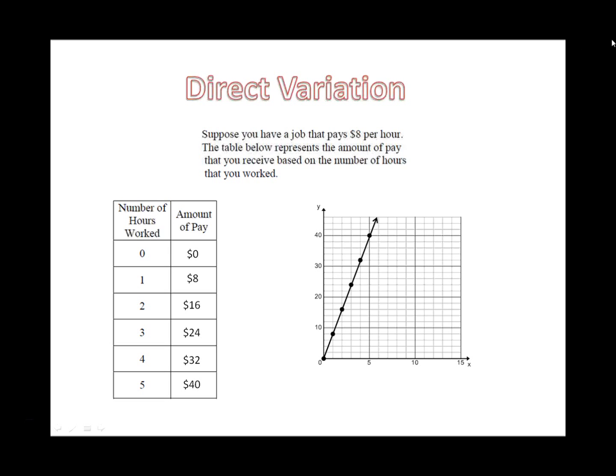Yesterday we talked about direct variation. We saw an example where we had a job that paid $8 per hour. We made a table that showed the number of hours that we worked and the amount of pay that we would receive. We plotted those points on the graph and saw that they formed a straight line that passes through the origin. Whenever we have a straight line that passes through the origin, we have what we call direct variation. We saw that the slope of the line had another name. We called it the constant of variation.